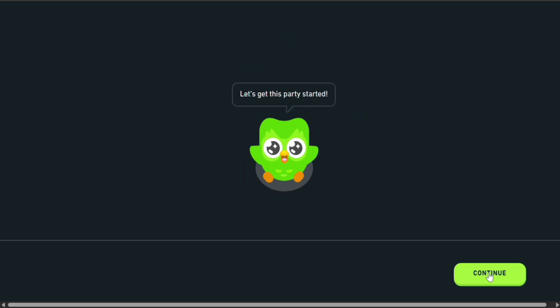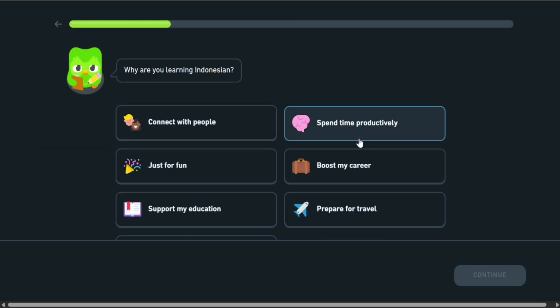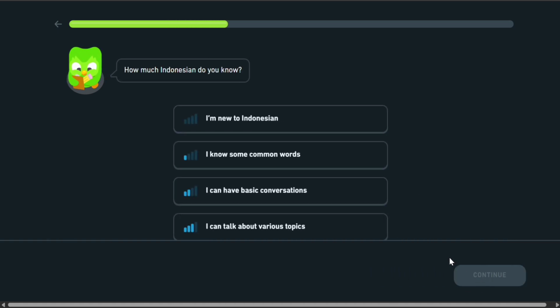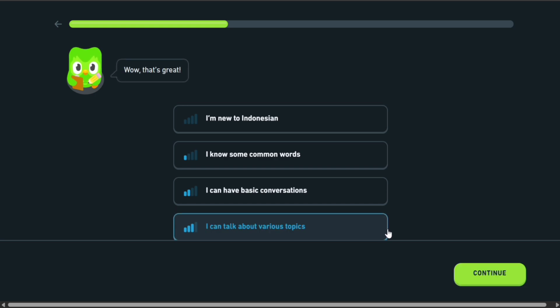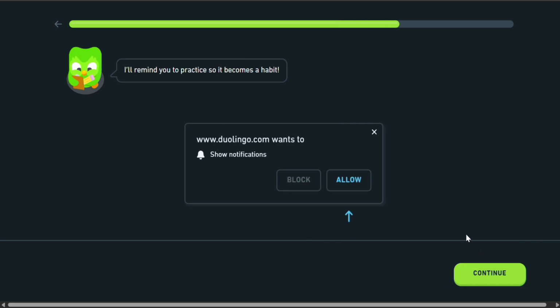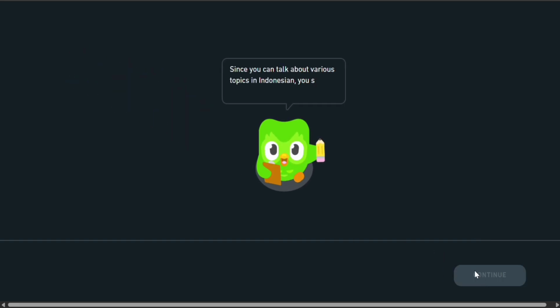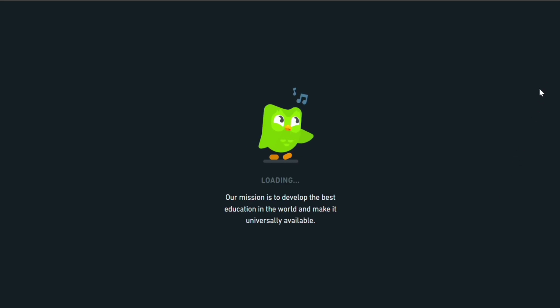Okay, let's continue. Okay, I'm going to fast forward this one. For this, I'm gonna click I can talk about various topics. Next, let's just pick whatever. And here I will choose to find my level and see where Duolingo will put me. Okay. It lets me go through section 3, which I think is the last section of the Indonesian Duolingo.